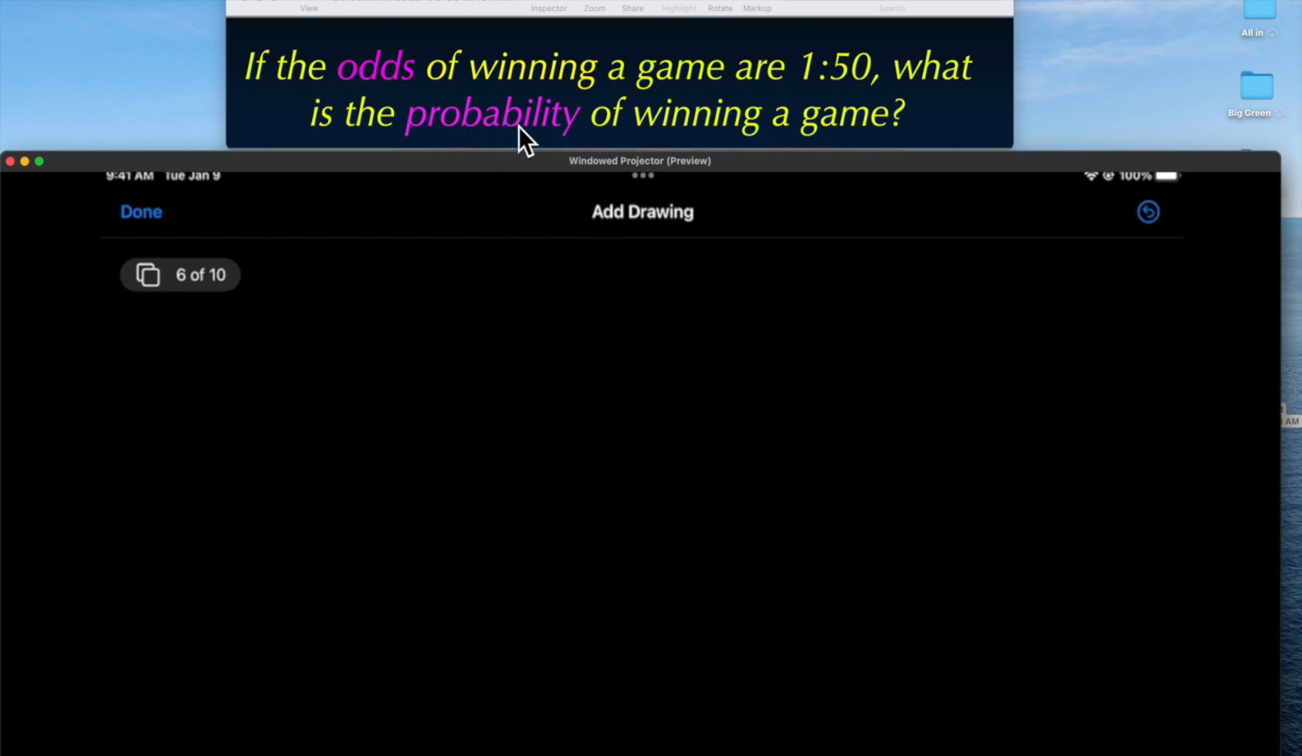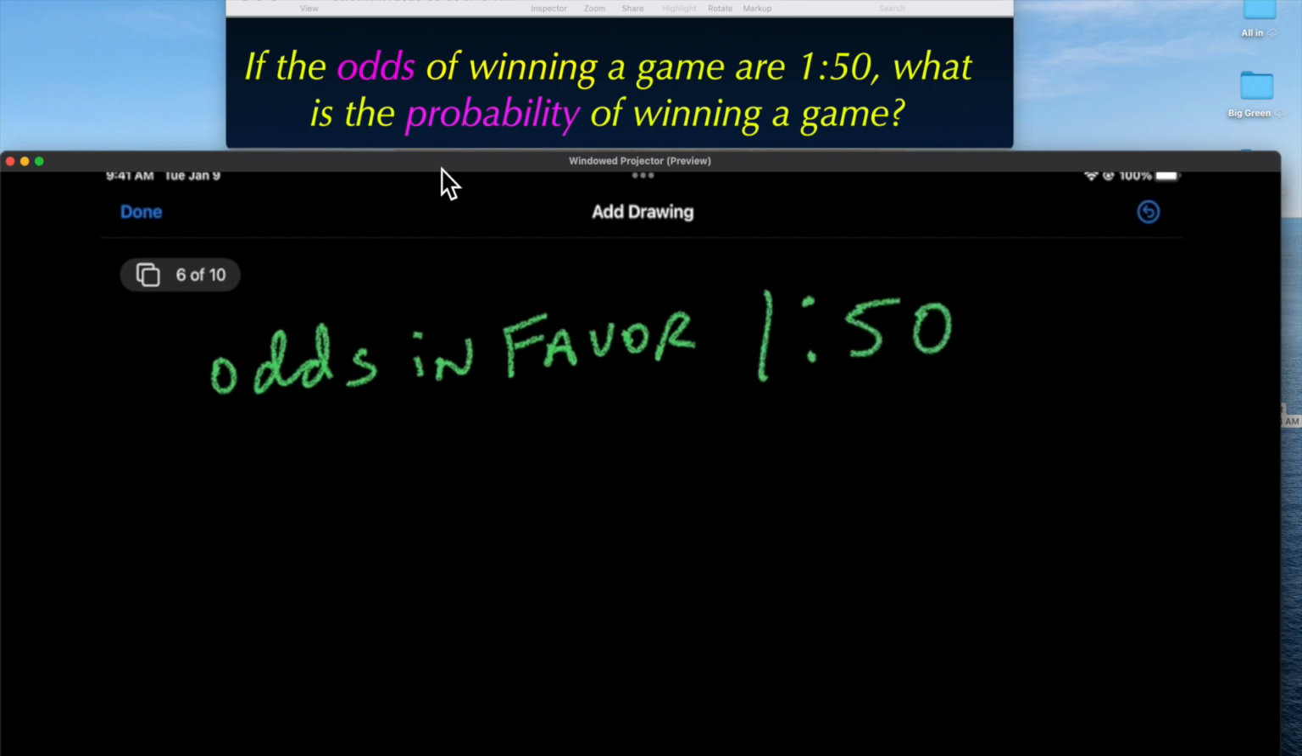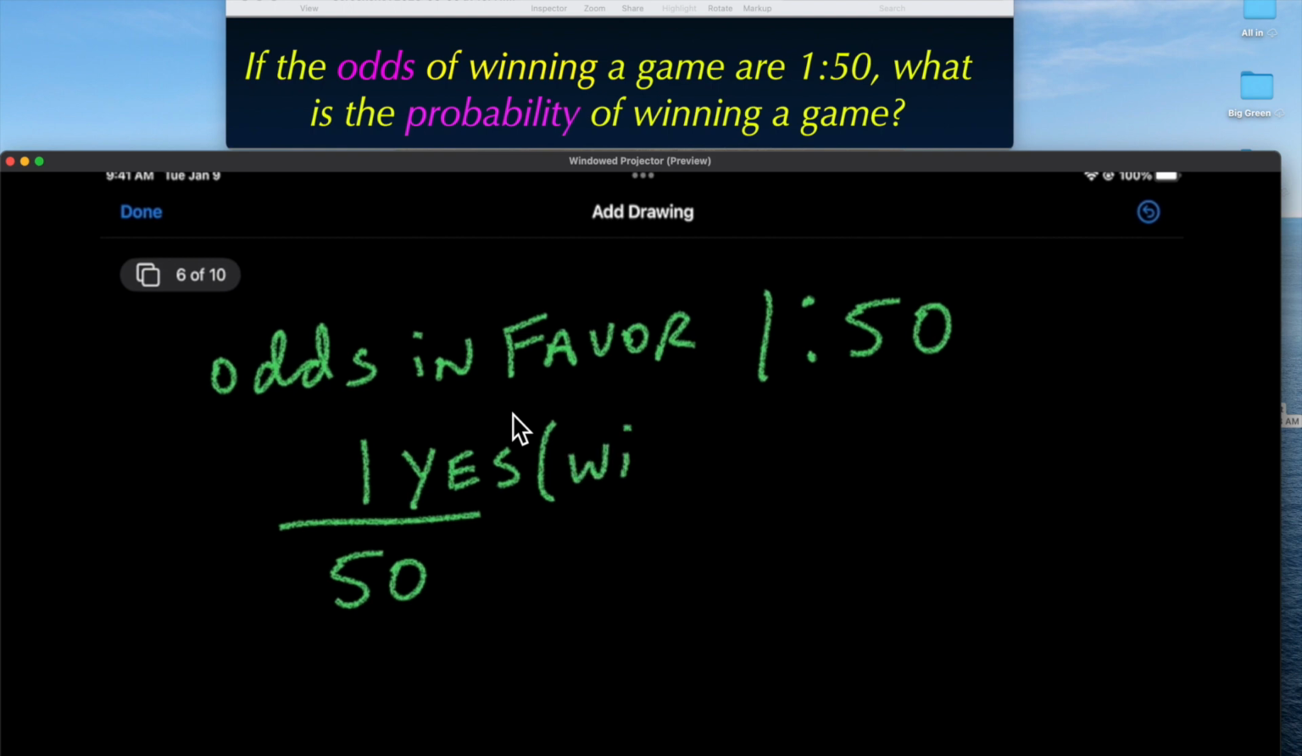So when you have odds of winning, that's also known as odds in favor, and you're given that it's 1 to 50, the first thing you do is build a fraction. So 1 to 50 is the same as 1 over 50. And odds in favor means that you have one yes of an event. So this would be 1 win over 50 no's. So this would be a loss. So no is when the not event, yes is that you have the event occurring.